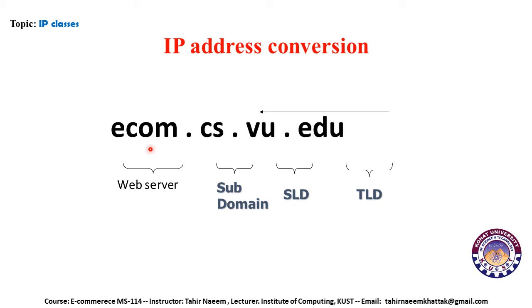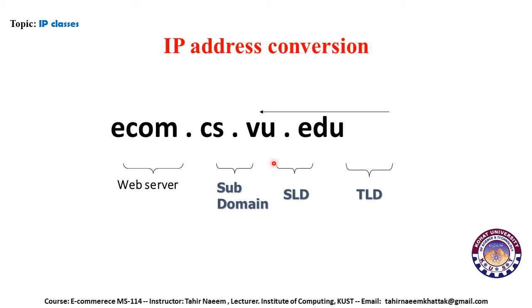So here I am giving an example of ecom.cs.vu.edu. This URL has many parts. We will discuss each part. Normally our URL has 4 parts. The first part is a web server or scheme of the address, while the second part consists of subdomain or domain, or it shows us the place where our data is stored.